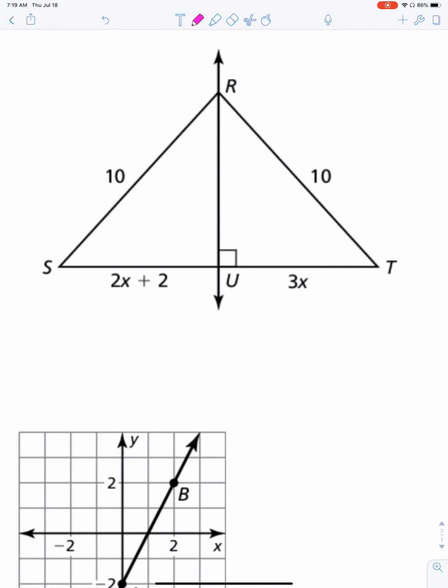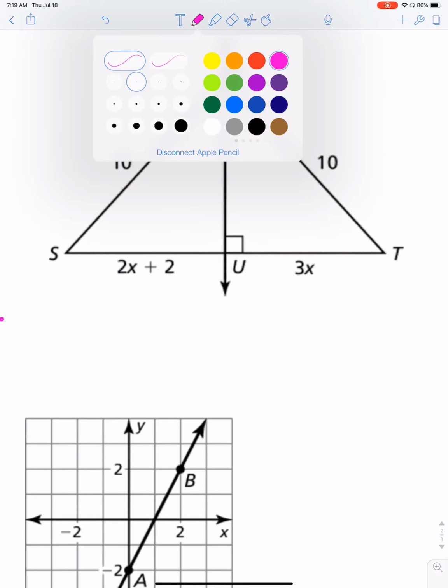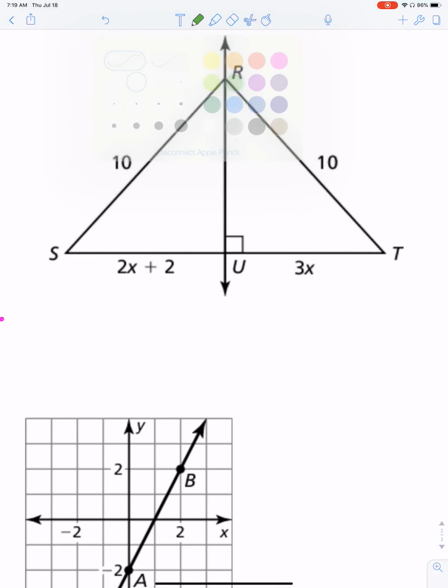Moving on to the last one. We're getting a little tricky, so I'm going to skip the explanation part and we're just going to try to get the show on the road. I know it's a perpendicular bisector because RU is perpendicular to ST. I also know that RU is the perpendicular bisector of ST because R is equidistant from both endpoints. Therefore, if ST is being bisected, 2x plus 2 has to equal 3x.